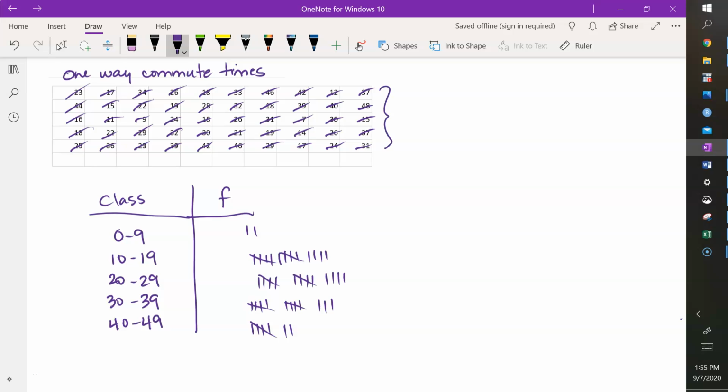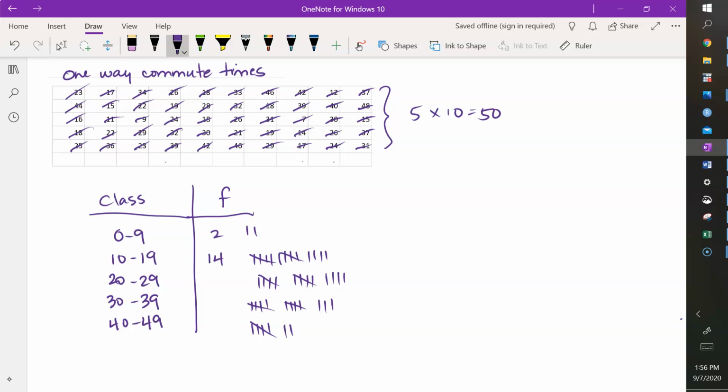We know that we should have 5 here, 1, 2, 3, 4, 5, 6, 7, 8, 9, 10. So we should have 50 observations. Let's double check that we counted them all.